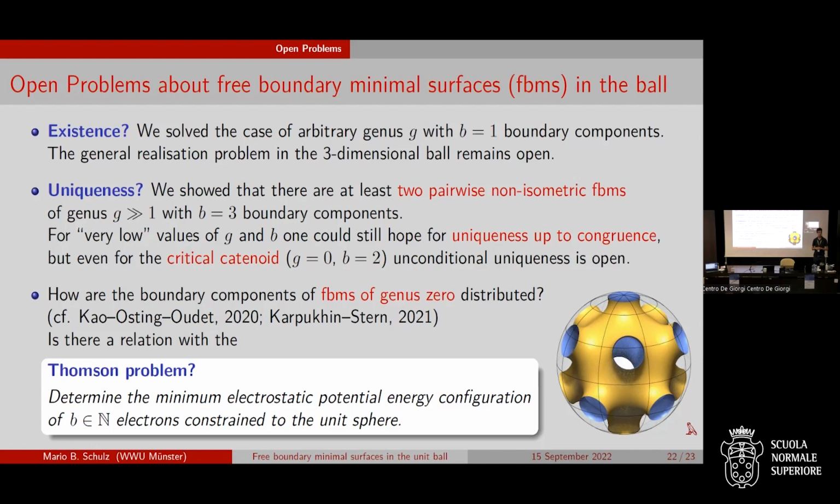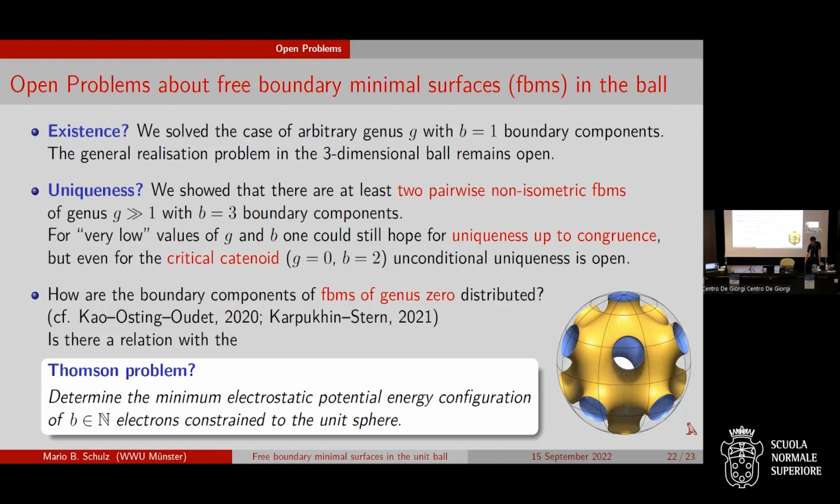And that's an observation which is very tempting to make, that there must be some relation. But the question is, what is the relation? So why do boundary components in the genus 0 case want to interact like electrons on a sphere, in a qualitatively similar way? And to find out the boundary configuration in the genus 0 case would be super interesting.